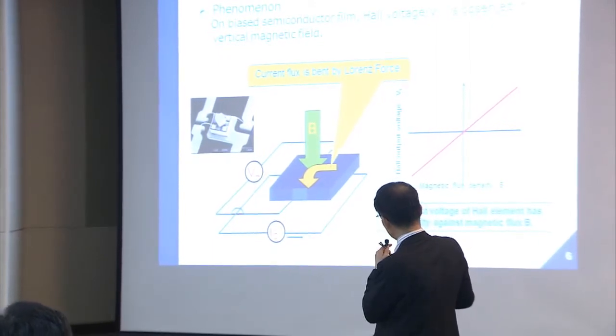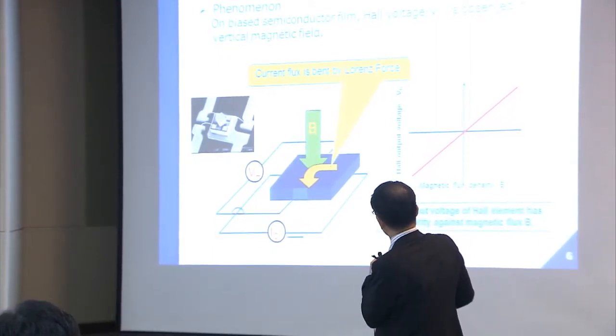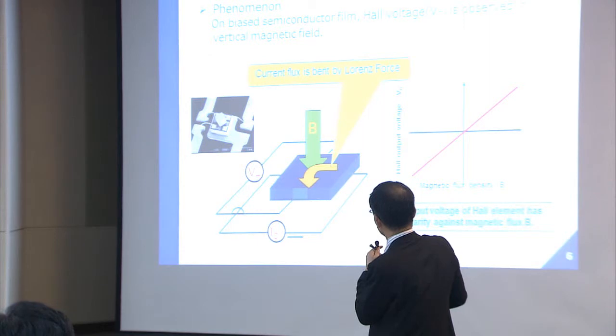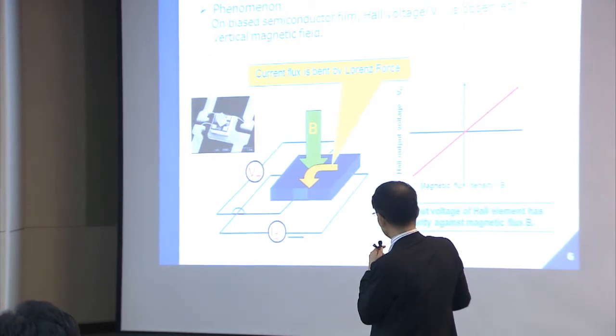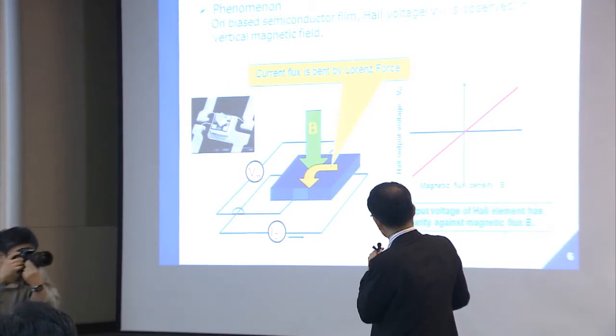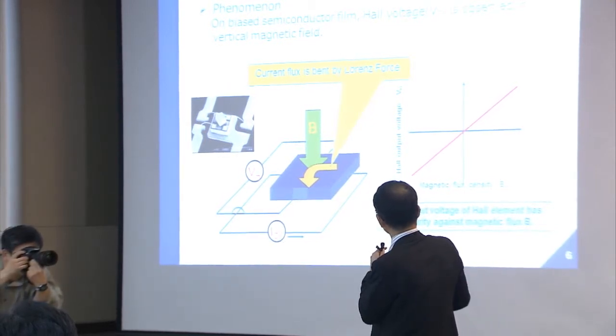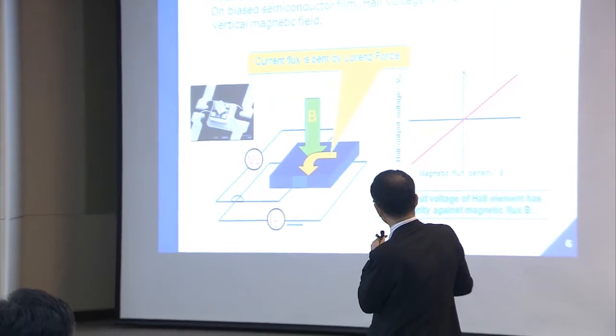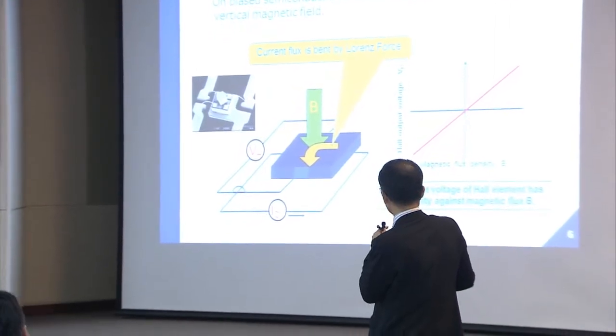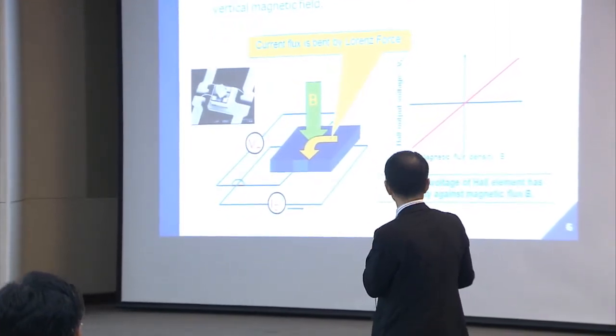And between these 2 electrodes, electromotive force happens because of the different density of the electrons. So, therefore, we can obtain the output voltage from the whole element. This output voltage is in proportion to the magnetic flux density, like this graph.